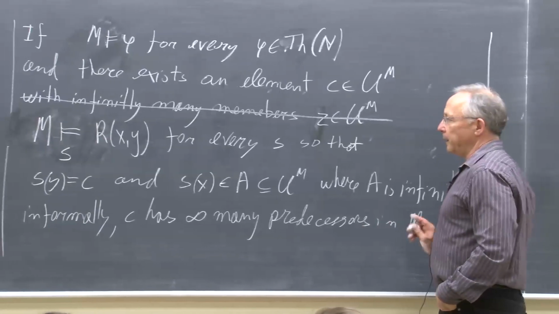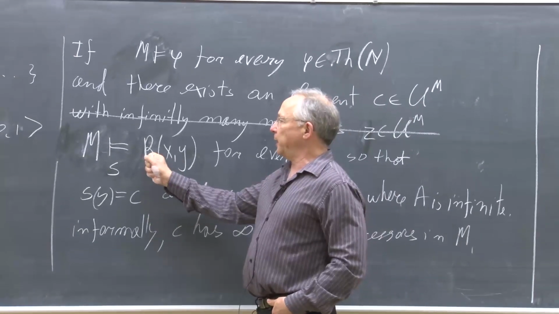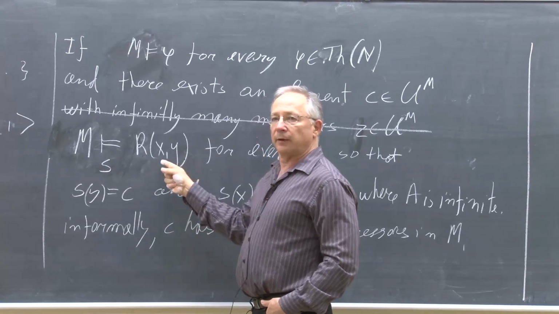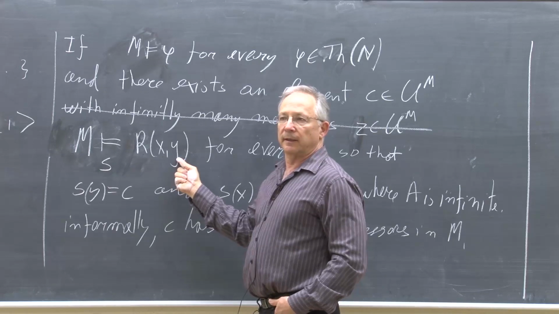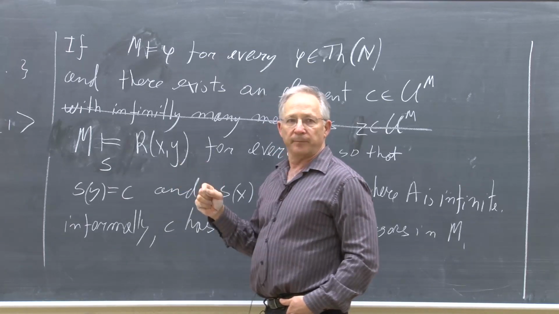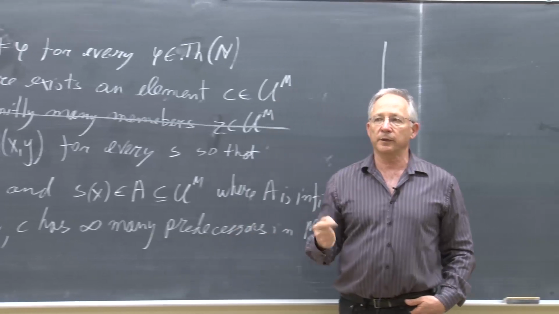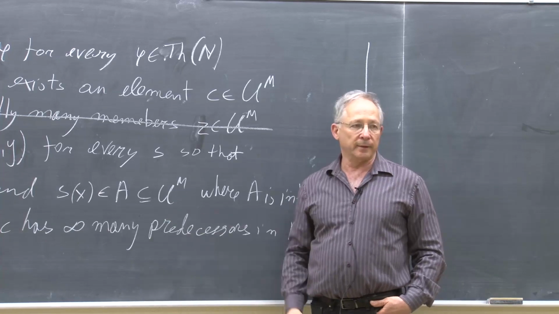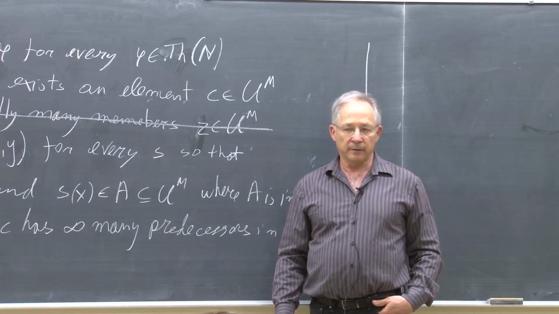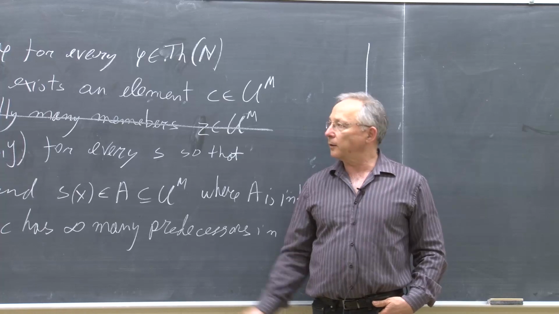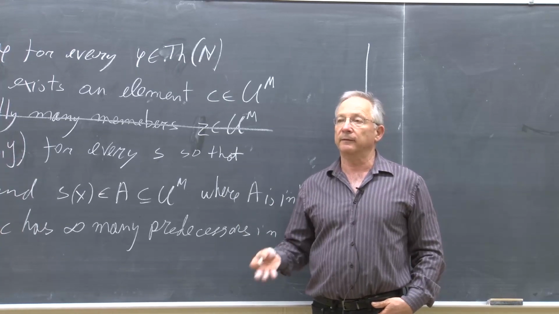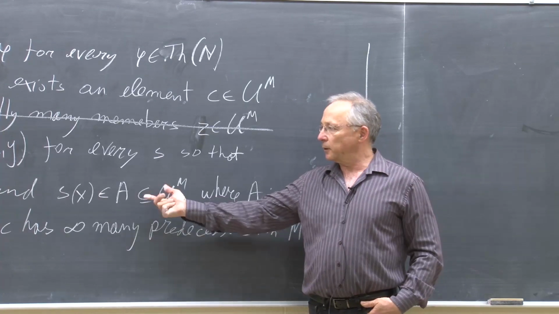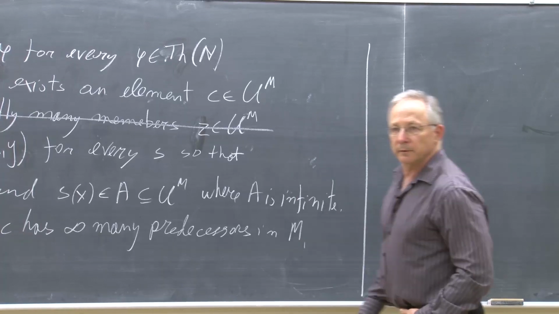But being a predecessor in M just means M satisfies the formula R of the predecessor and C. But in the formula, I cannot talk about elements. In the formula, I can only talk about variables. So the way to translate a formula that talks about variables into a statement about the elements of M is through assignments. So does it make sense? The formula can only have variables. It cannot have in it elements of the structure. But the assignment is what connects between the two.